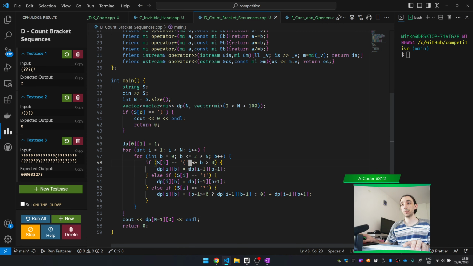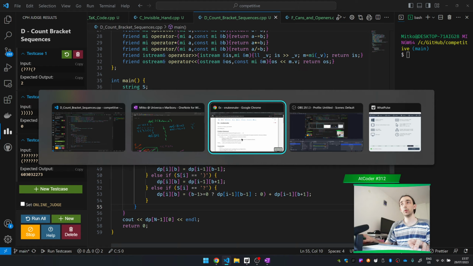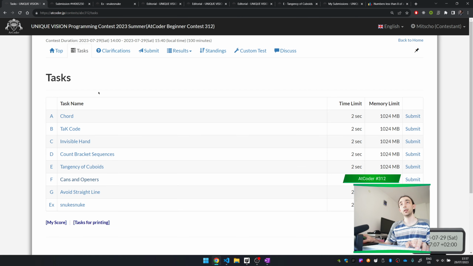If it's an opening bracket, I take a smaller balance and put it in myself. Then if it's a closing bracket, I take a bigger balance and put it in myself, and if it's a question mark, I take both of these and add them up. At the end I want a balance of 0 to be a valid sequence, so the last element has to have a balance of 0. So quite a straightforward DP problem. I like this problem.